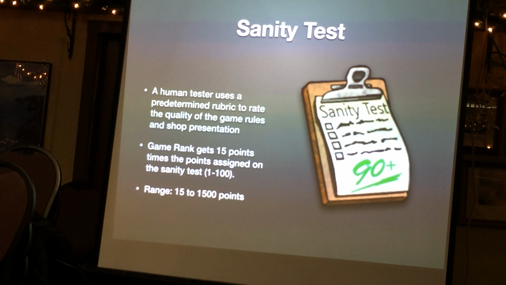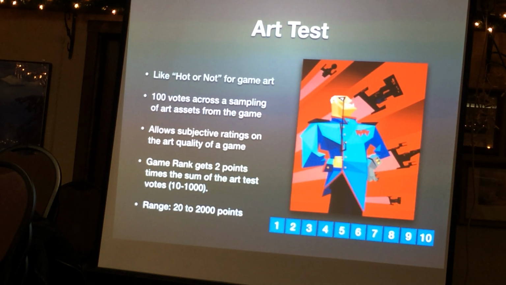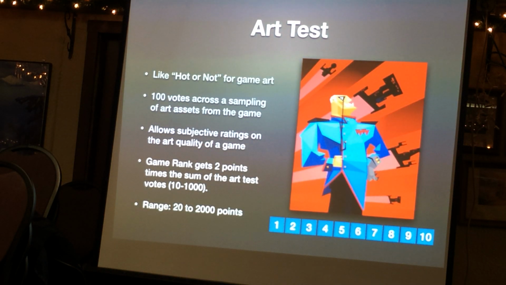But that's only part of it, right? We also need to know whether or not the art is pretty. And pretty is subjective, very subjective, right? So is it universally pretty? Not just is it pretty to one person, is it pretty to 100 people, right? So I'm coming up with an art test which is basically hot or not for game art, right? So I'm going to show them 10 samples of artwork from the game.